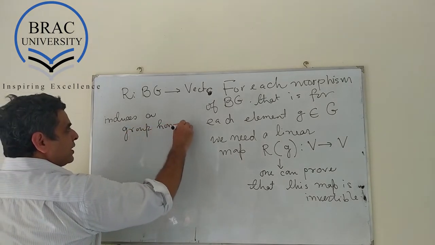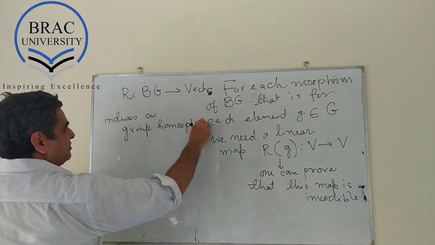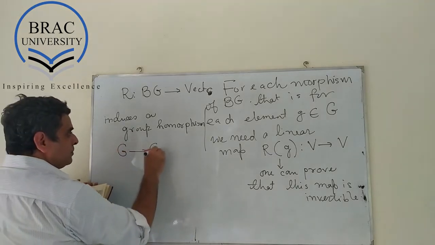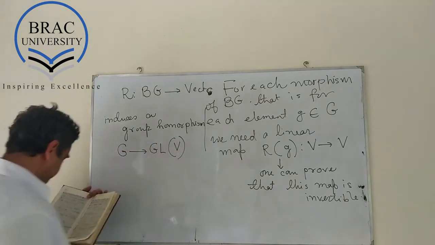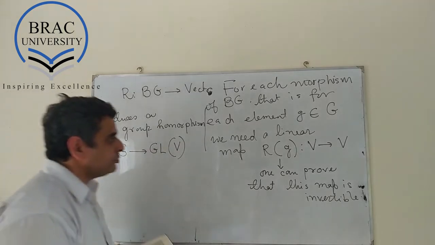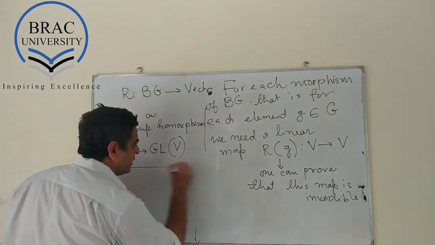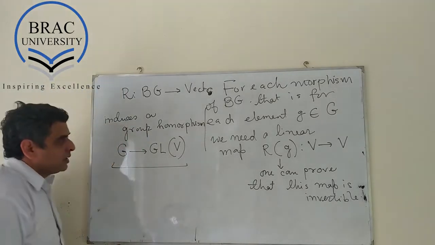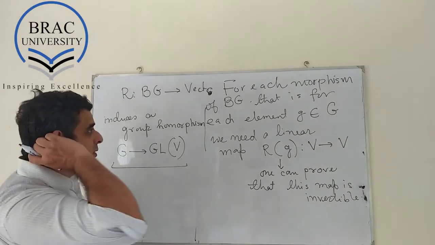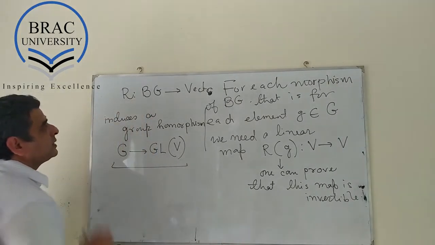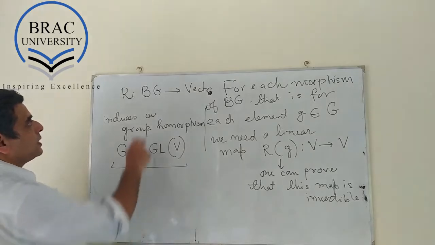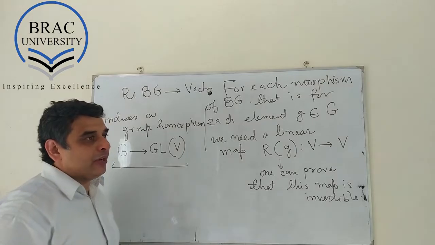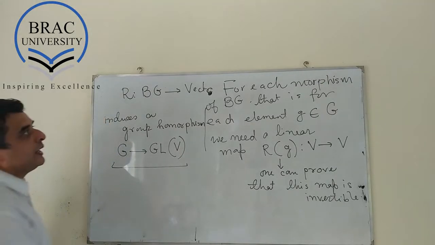I told you what it means by homomorphism earlier. G to GL V. This is the usual definition of representation. Okay? So, it means that under the functor R, the morphisms here are mapped to invertible C-linear maps in this category.